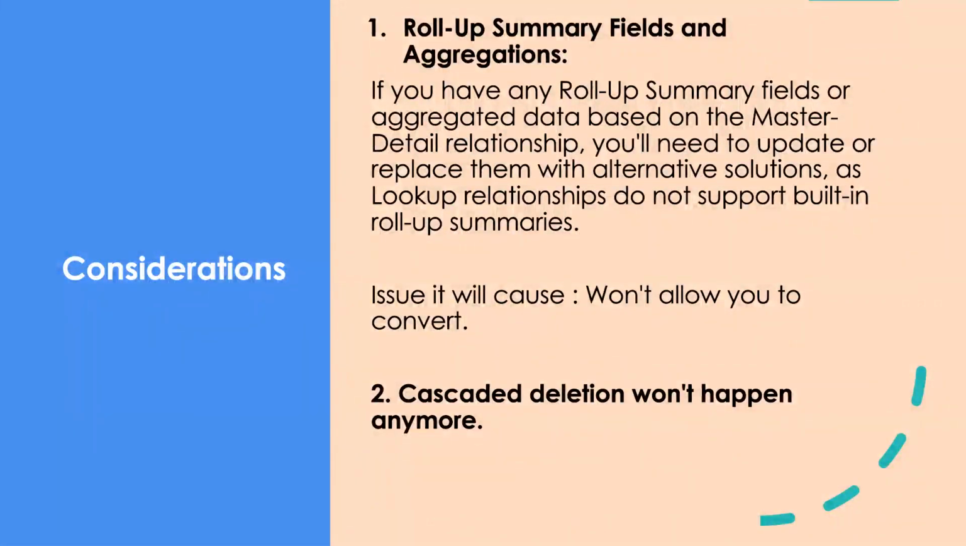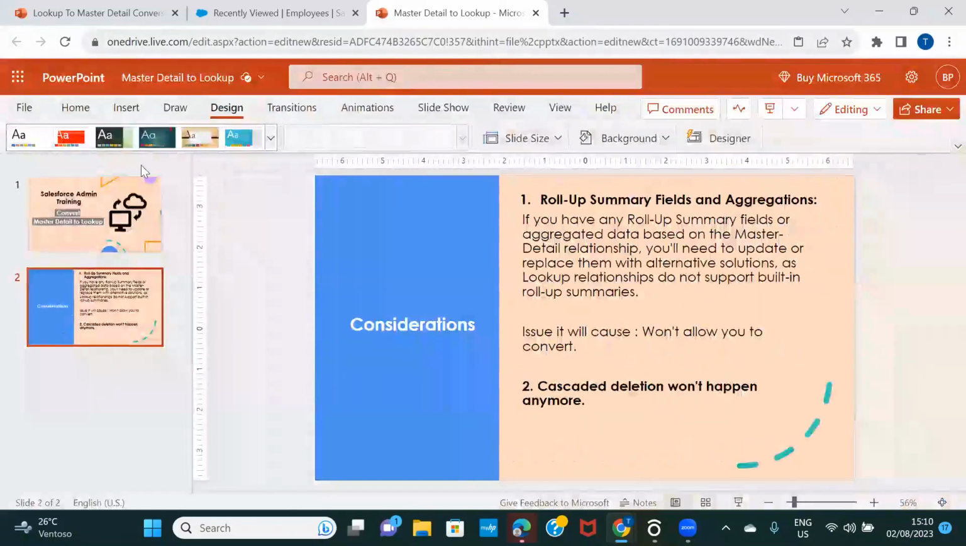Okay. So these are two main considerations that I've listed here. And these are the only two things that you basically need to keep in mind when you're planning to convert a master detail into a lookup. Okay. Now let's just go ahead. I'll switch into my org and I'll take an example and show you how it is done.